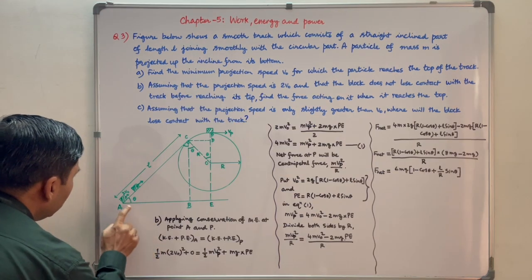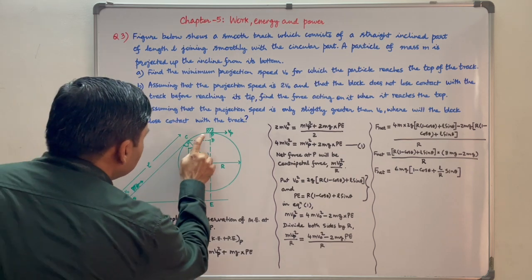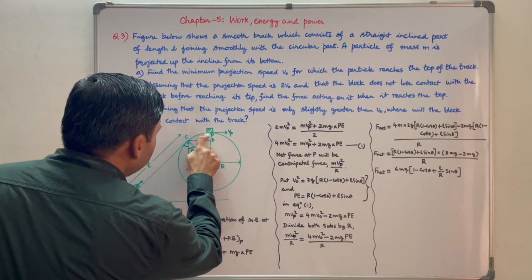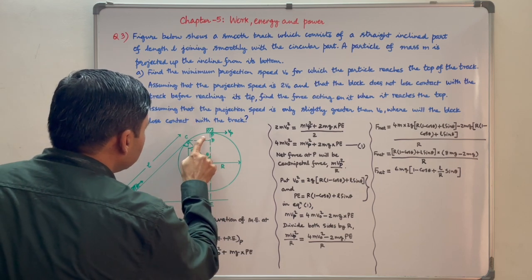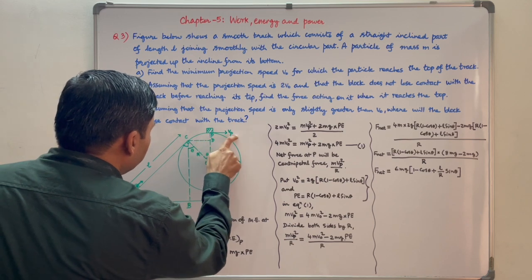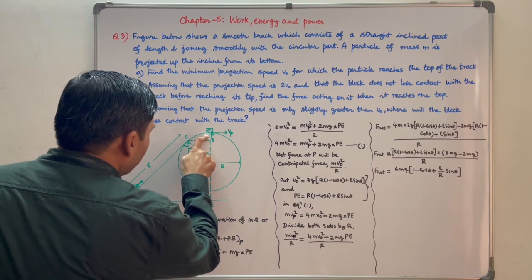Part B. Now the projection speed is 2v0. That means the particle will not stop at P, it will keep moving. Since the particle at P is moving on a circular track, the net force on it will work towards the center, and that is the centripetal force. Suppose the velocity of the particle at P is Vp. So the net force we have to calculate will be mvp square upon R.